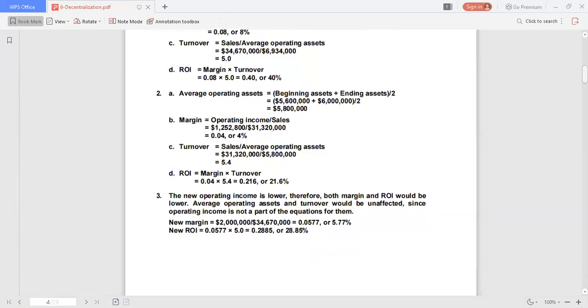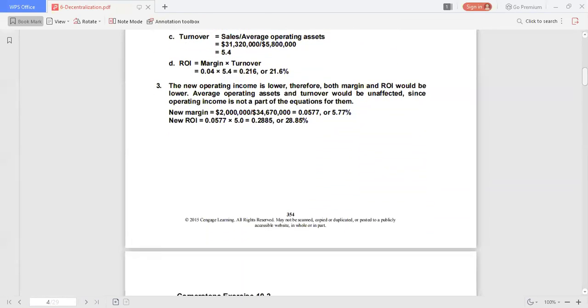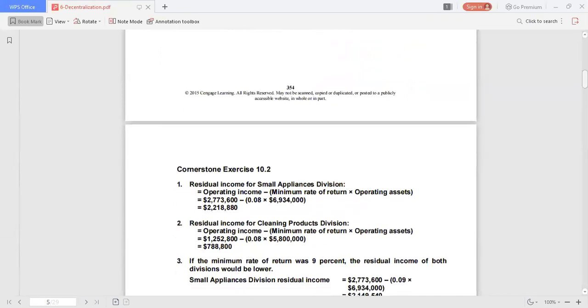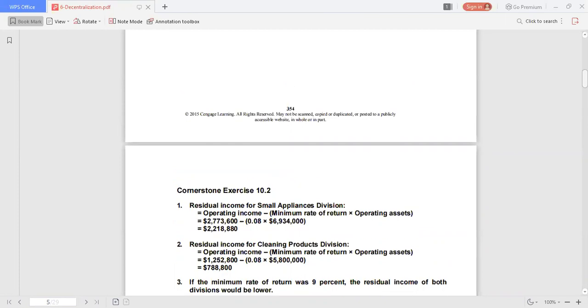Okay, now we go to problem number 2, cornerstone exercise 10-2, that's 6-2 in our book. Calculating residual income. The company referred to in number 1 requires an 8% minimum rate of return. Calculate the residual income for the small appliance division and the residual income for the cleaning products division.